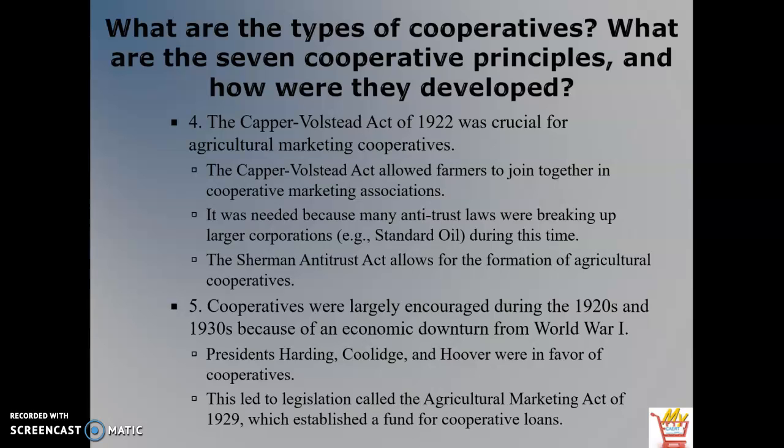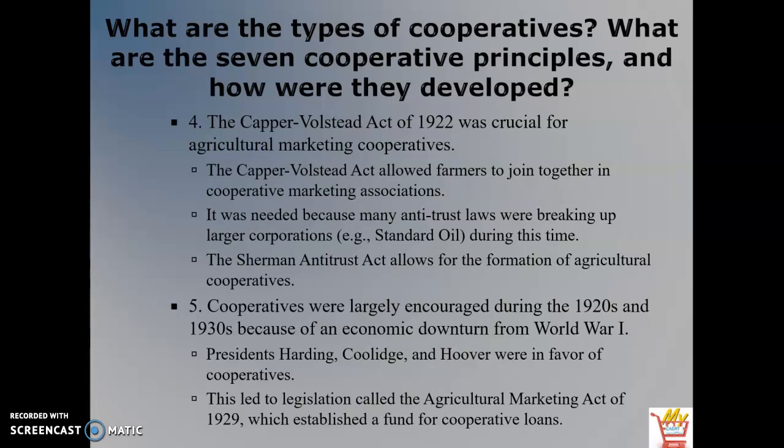So the Sherman Antitrust Act that was so vital in breaking up all those trusts does include a clause that allows for the formation of agricultural cooperatives. Their goal with that legislation was to break up massive corporations that were monopolies. It wasn't to break up small farm cooperatives.